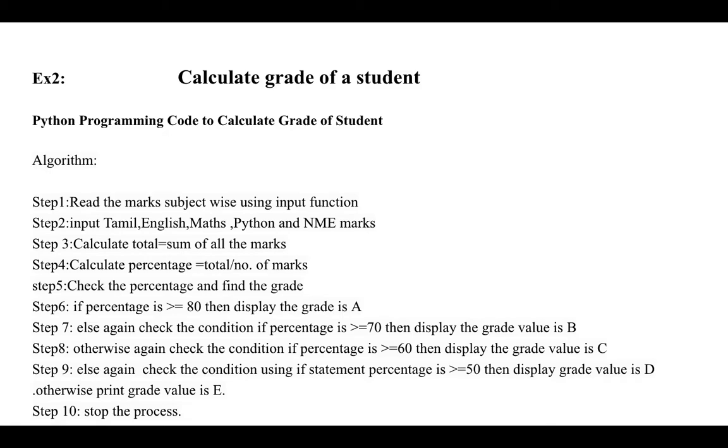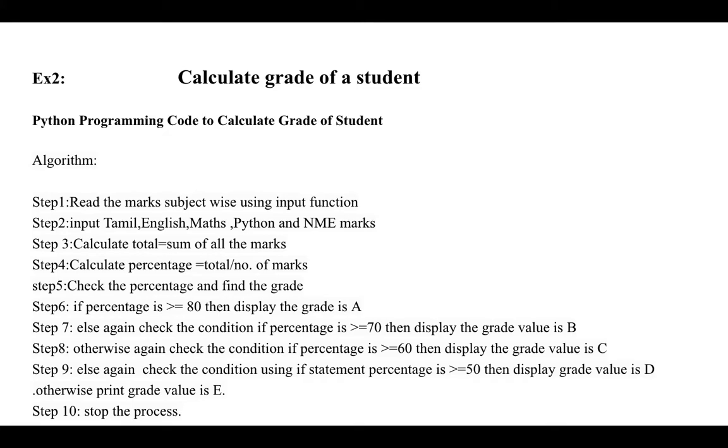So an algorithm is nothing but a step-by-step process for the given problem. Before writing a program, we have to write the algorithm. The first step is to get the marks for different subjects using the input function. The subjects are Tamil, English, Maths, Python and NME marks. You can use any 5 subjects. Then calculate the total marks for all subjects, then calculate percentage marks using the formula: total marks obtained by the student divided by number of subjects.